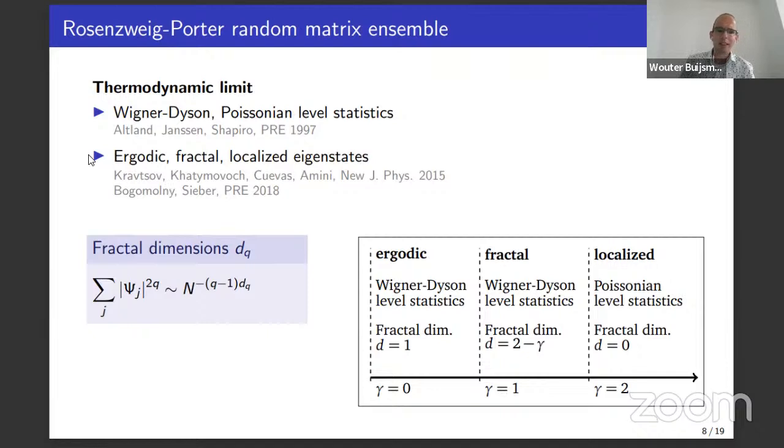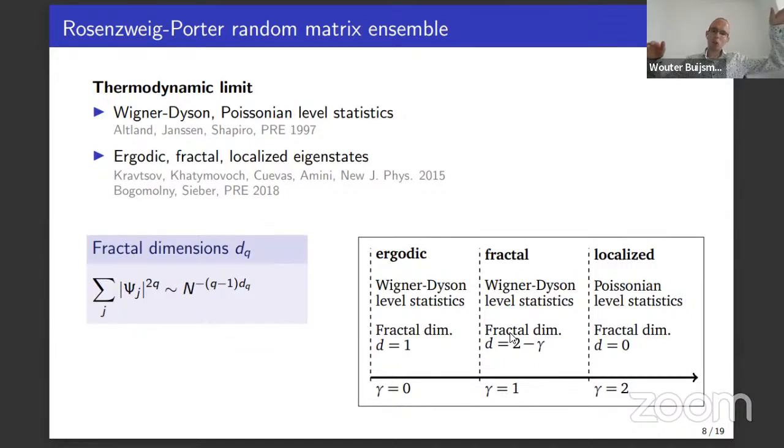Quite a bit later, in 2015, Kravtsov, Khaymovich, and some other people studied the eigenvectors, the eigenstate statistics of this ensemble. And what they found was that essentially the ensemble has three different phases. There's an ergodic phase for gamma smaller than 1. Here the eigenstates have fractal dimension 1. There's a fractal phase in which the fractal dimension of the eigenstates is 2 minus gamma.